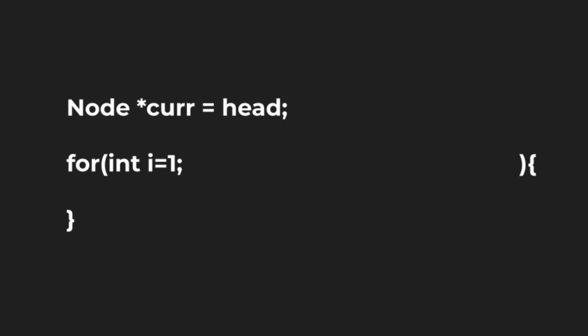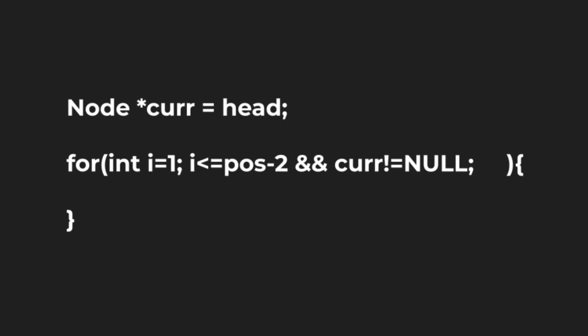We initialize the integer I as 1, and our loop will run when I is smaller than or equal to position minus 2, and current is not equal to null. Inside the loop, we update the current pointer to current.next. And after that, we update I to I plus 1.